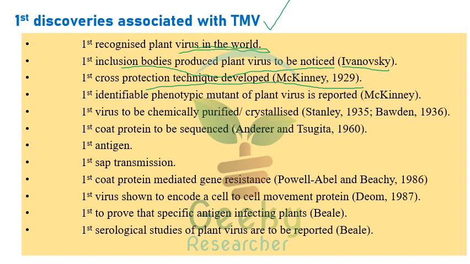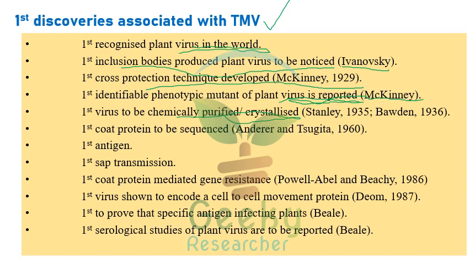Later, scientists identified that the cross protection technique is very effective against citrus tristeza virus. So that's why we are employing this cross protection technique in citrus. The first identified phenotypic mutant of a plant virus was also reported in tobacco mosaic virus, also by McKinney. The first virus to be chemically purified or crystallized, we know very well. The first purification of plant viruses was done by W.M.